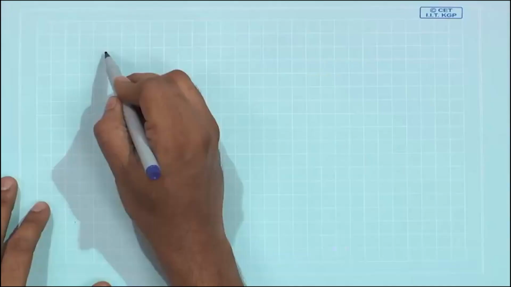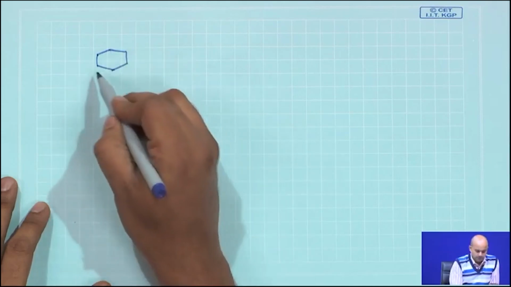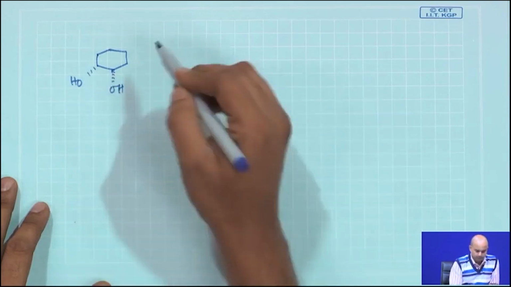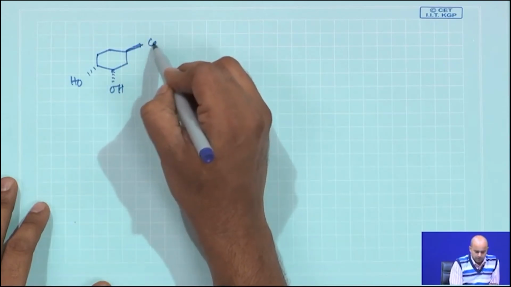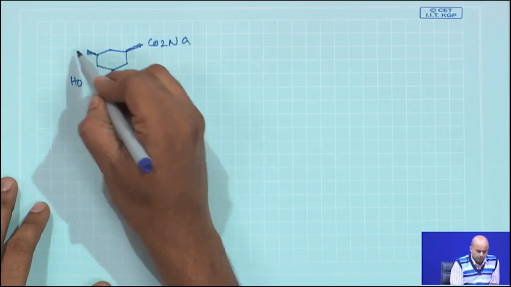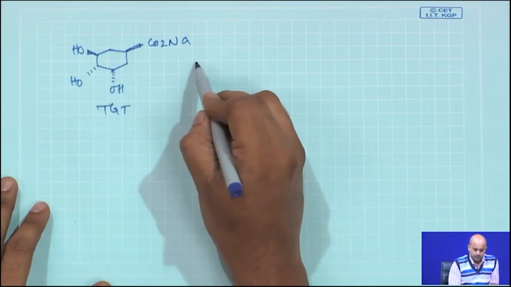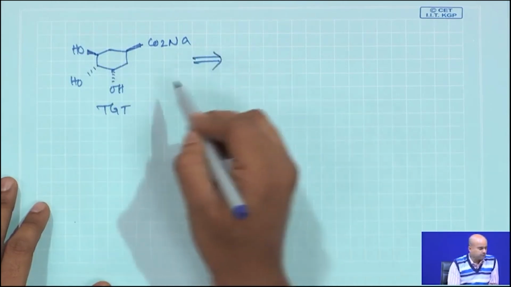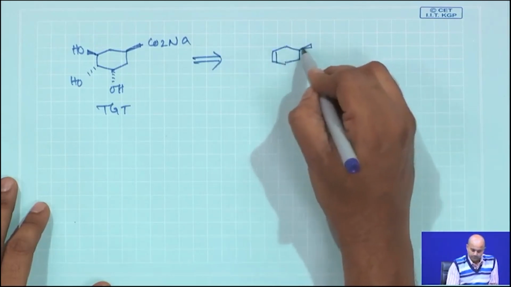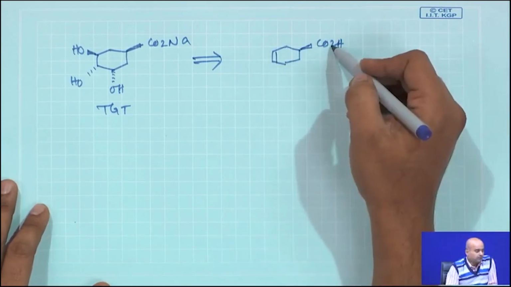Next, we will try to analyze a very simple problem, probably the last problem in this class, but let us try to analyze it. This is a carboxylate acid salt and 3 hydroxy groups are there on the cyclohexane subject. The relative stereochemistry was also given. The starting material which was given to you is this starting material, cyclohexene carboxylic acid.